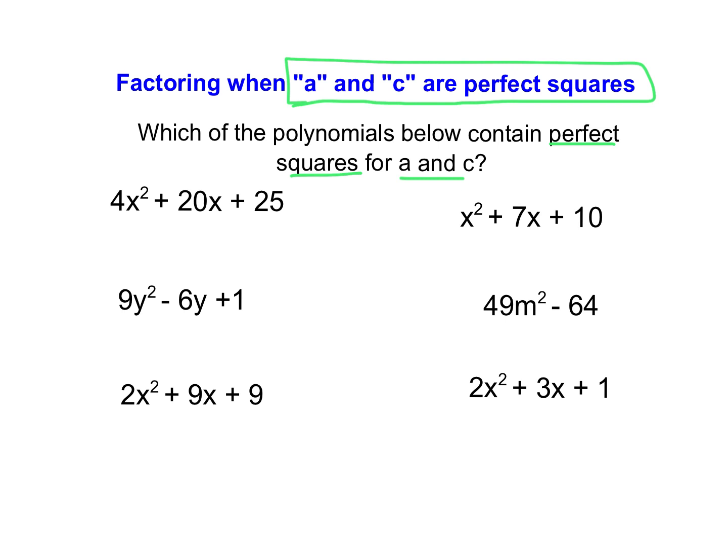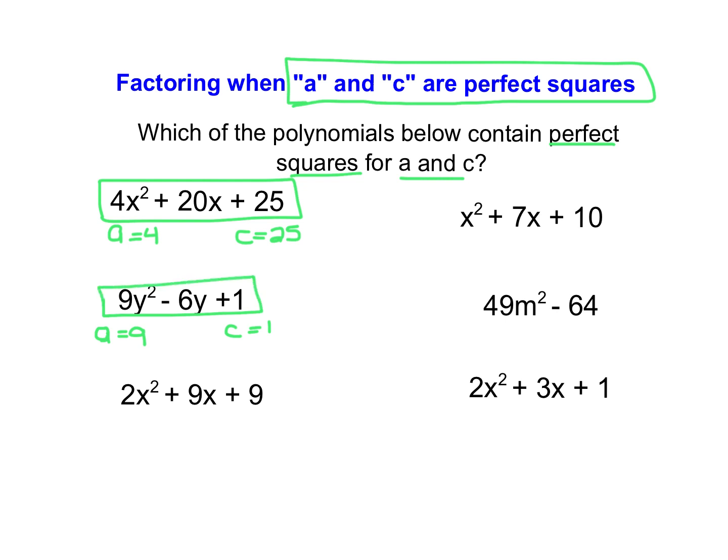If I look at this first example, we have an A value that's equal to 4 and a C value that is equal to 25. Both 4 and 25 are perfect squares because they can be perfectly square rooted to produce an integer. As a result, this strategy would work on this particular expression. Then the next one has an A value of 9 and a C value of 1. Again, because both of those can be perfectly square rooted, this will work with the strategy that we're discussing in this video.